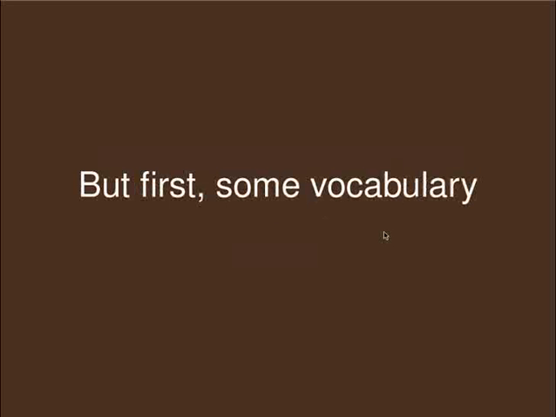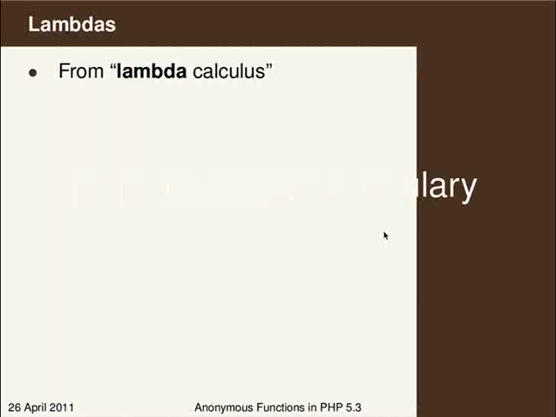So first off, you need some vocabulary. You're going to be hearing about anonymous functions in a variety of terms and situations, ranging from lambdas to anonymous functions to closures. And they each have a slightly different meaning. Some of them are pretty much interchangeable, but it's good to know what it is you're actually working with.